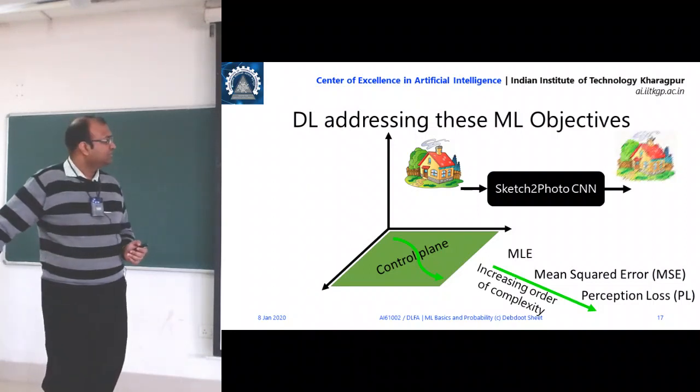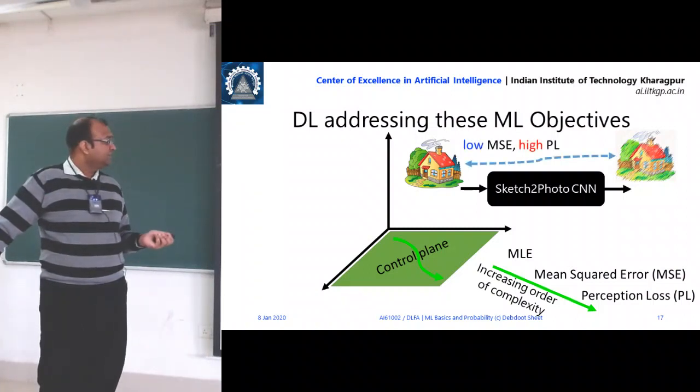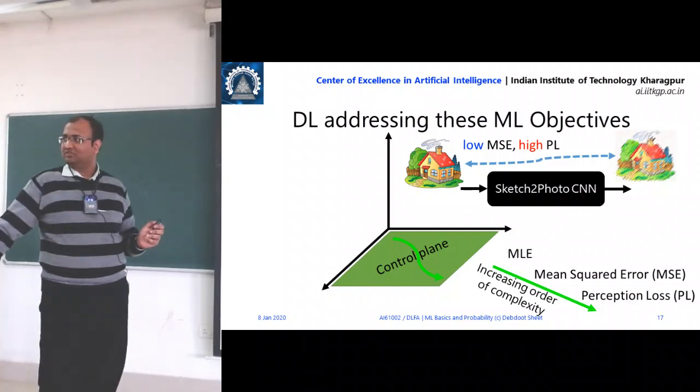Now if this generates something that does not look like a real photograph in any way, typically the mean square error between this and this is very low, but the perception that this is a photograph is not there. So essentially the loss associated with that perception is very high.